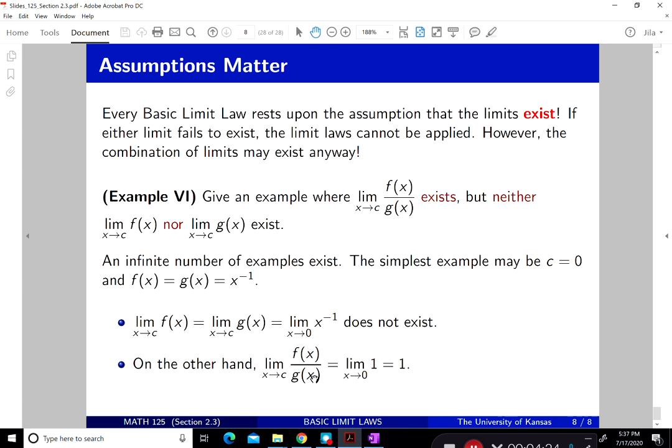But with other methods, I can figure out that this limit actually is equal to 1. And that ends the section.